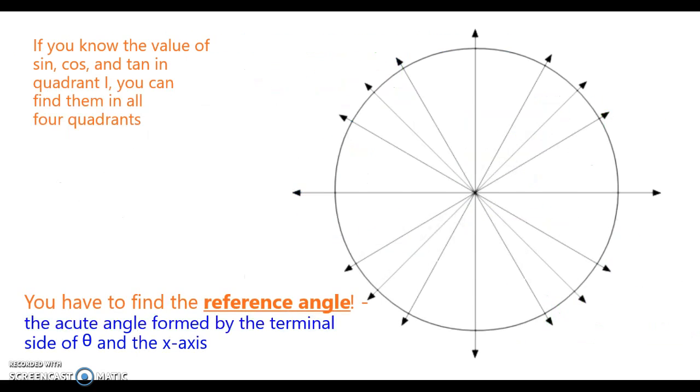Okay, moving on. If you know the value of sine, cosine, and tangent in quadrant 1, you can find them in all 4 quadrants. Just find the reference angle and then make sure you think of the correct sign, positive, negative, and so on, depending on what quadrant you're in. Okay, and we're going to do an example of that in a minute.